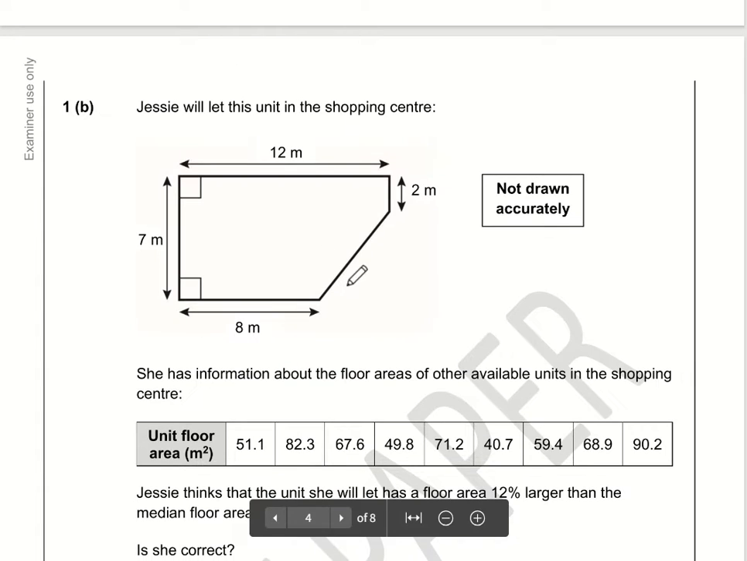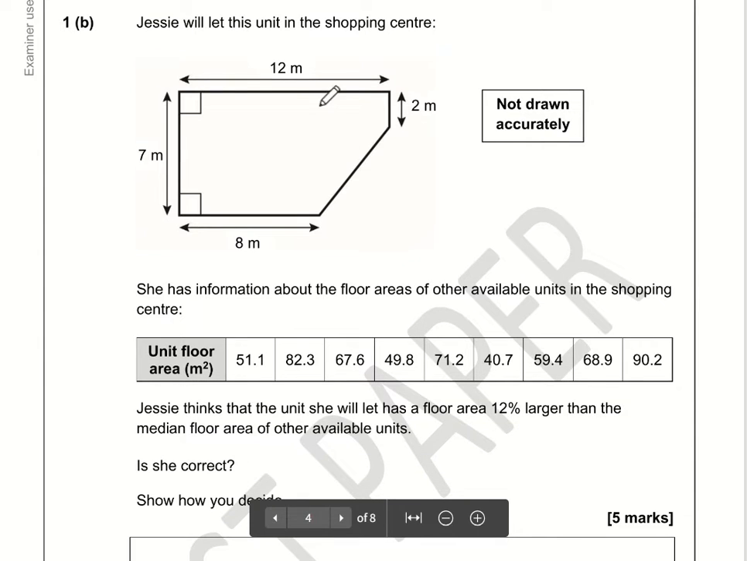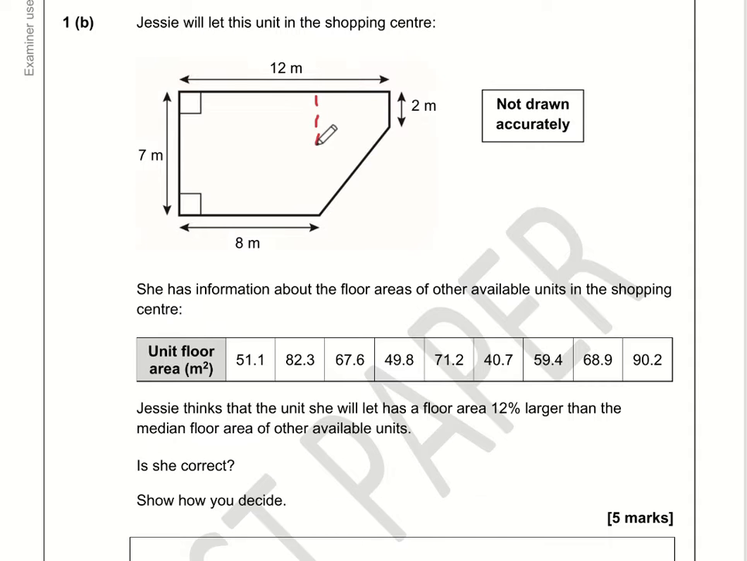Part B, so first of all what I'm going to do is work out the area of this shape. So I'm going to turn it into a square and a trapezium. So 7 times 8, that is 56 square meters. Now this is a trapezium.